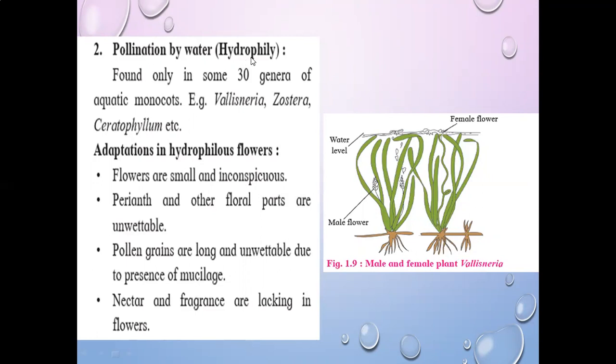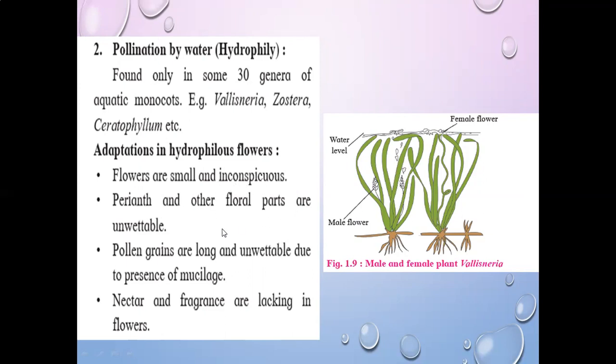Pollination by water is called hydrophily, and to adopt this type of pollination, there are some adaptations found in the flowers. First adaptation, flowers are small and inconspicuous. The size of the flowers is very small and inconspicuous, means you cannot see these flowers from a long distance. They are small in size and they are not attractive.